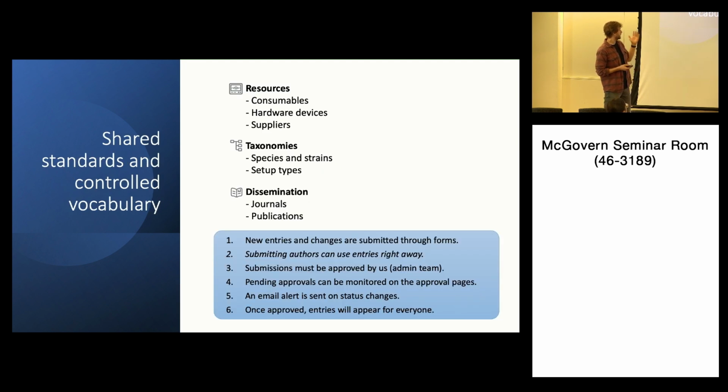And then dissemination is really journals and publications. So this is more related to, if you have a project, where is that project activity? What's associated with the publication?